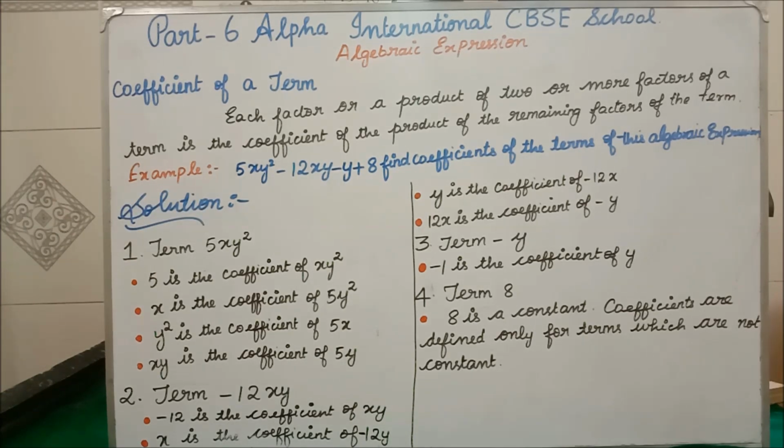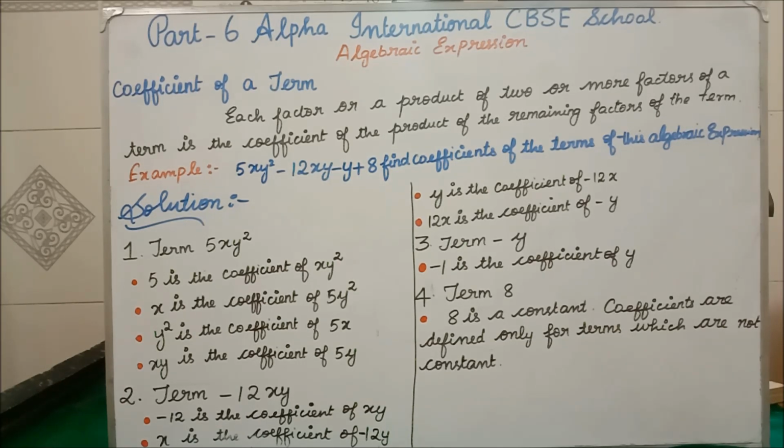Okay. Before going into finding the coefficient, let us see how many terms there are in this example. If you see here, 5xy square is the first term. Minus 12xy is the second term. Minus y is the third term. 8 is the fourth term. Okay, so for these 4 terms we are going to find the coefficient. Let us see the solution.